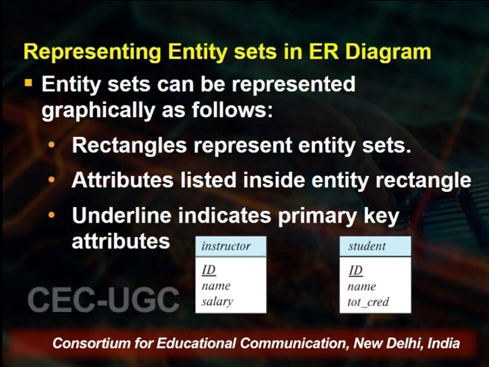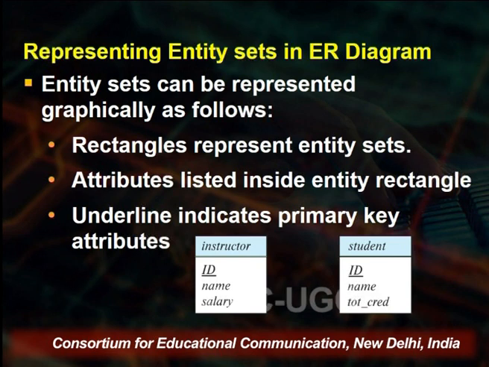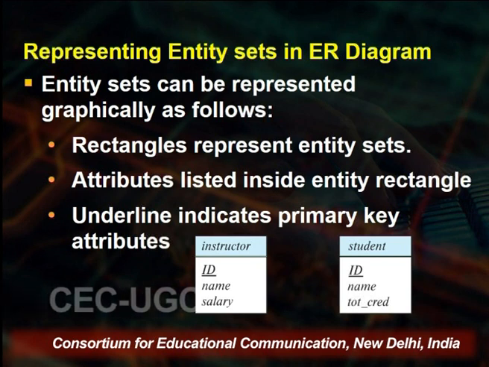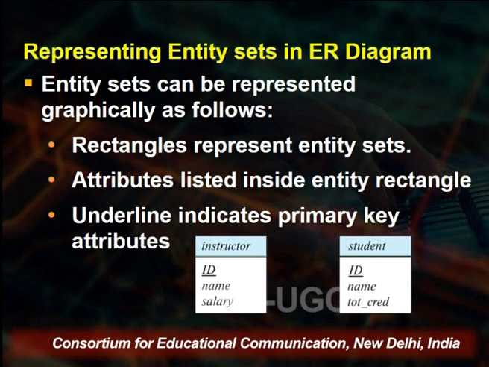Similarly, in the case of a student also, the ID is underlined, because ID is the attribute which is the primary key of the student entity set. So this is the way in which we are going to represent our entity sets, and our attributes also.